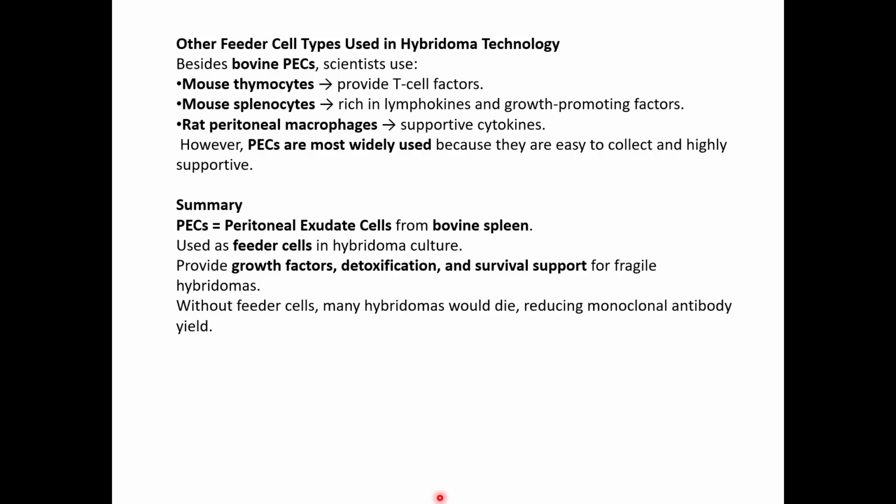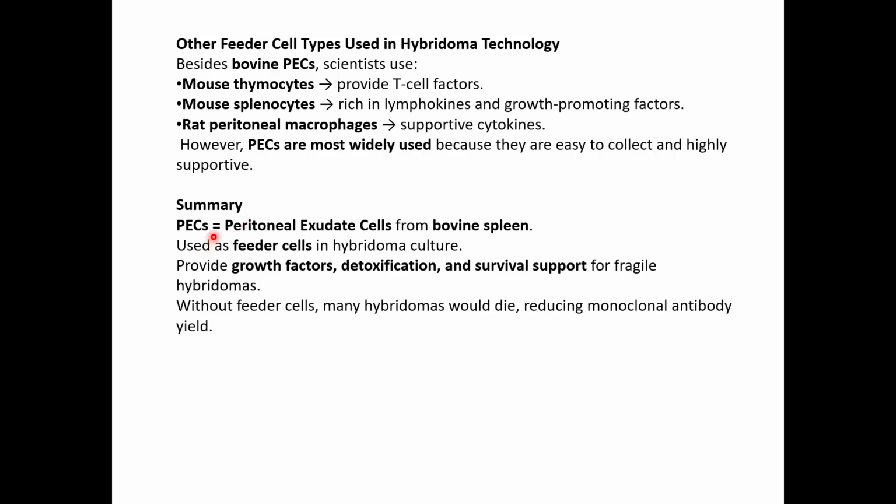Other feeder cells are also used other than the PECs: mouse thymocytes, which provide T cell factors, mouse splenocytes, which are rich in lymphokines and growth factors, and rat peritoneal macrophages, which support cytokines, etc. But mostly PECs are used. PECs are most widely used because they are easy to collect and highly supportive.